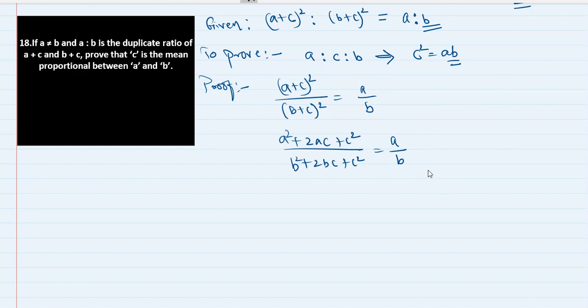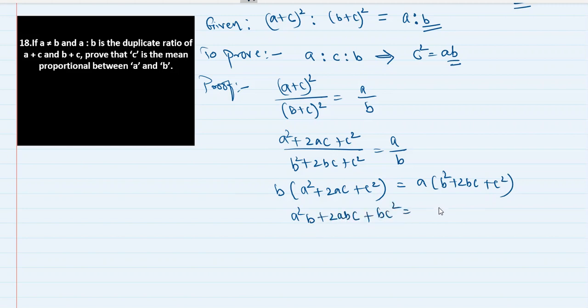Okay, what else now? Shall we cross multiply and simplify? Because I don't see any other way. So B bracket A square plus 2AC plus C square is equal to A bracket B square plus 2BC plus C square. So A square B plus 2ABC plus BC square is equal to AB square plus 2ABC plus AC square.